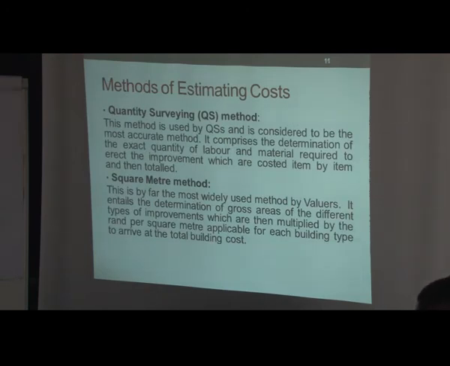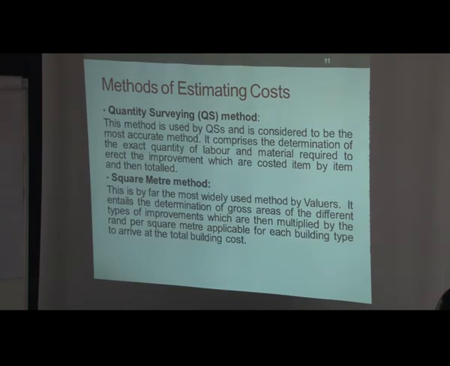Then methods of estimating costs. How do we estimate the cost of a structure? There are different methods of estimating costs. The most professionally accepted and widely used is what they call the quantity surveying method. You know, quantity surveyors are the cost specialists. You know the work of a quantity surveyor? An architect designed this building. Before this building can be built, the developer needs to know exactly how much it will cost him to build that. So he will pass that building drawing to the quantity surveyor.